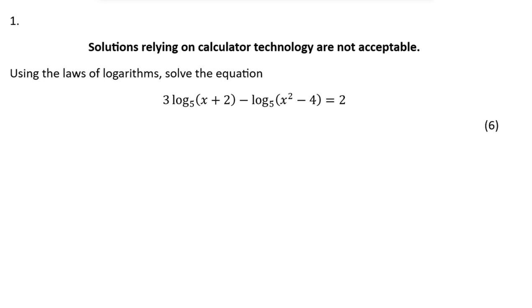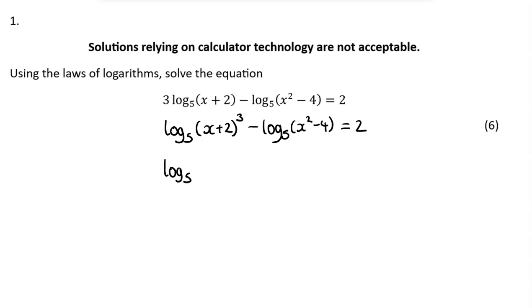Now, before I use the law that states log A minus log B equals log A over B, I need to deal with the 3 that's in front of the first term here. I can use the power law to bring this up as so. And now, the numbers in front of these logarithms are just 1. Okay, so I need to deal with that part first. So once I've done that, I can now use that law that I mentioned a second ago. Log A minus log B equals log A over B. So this just becomes the following here.